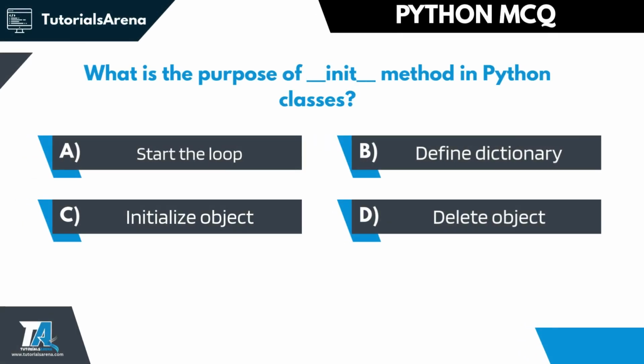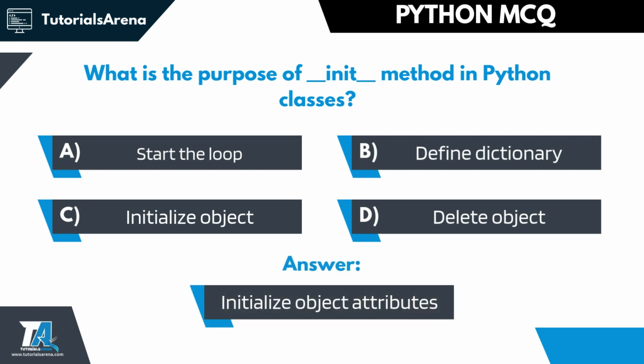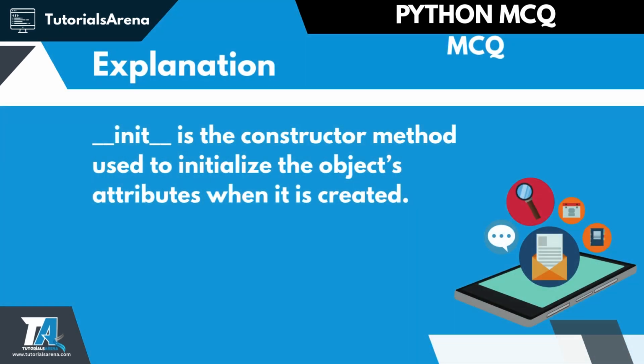What is the purpose of the __init__ method in Python classes? The correct option is option C, initialize object attributes. __init__ is the constructor method used to initialize the object's attributes when it is created.